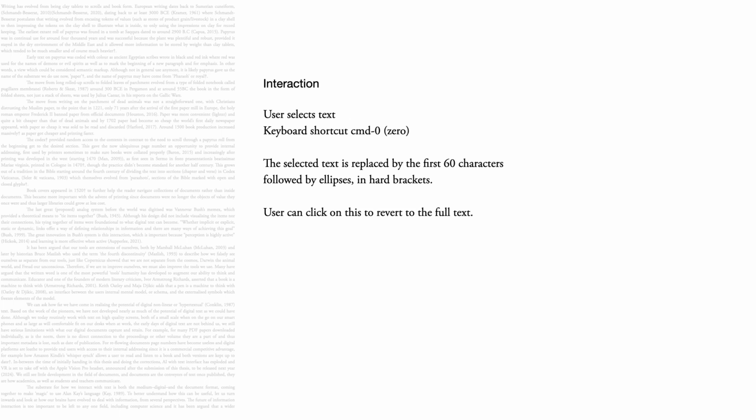And the interaction is that the user selects the text they want to hide, does a keyboard shortcut, most likely Command 0, there aren't that many keyboard shortcuts left. And then the selected text is replaced by the first 60 characters followed by ellipses in hard brackets. And the user can click on this to revert to the full text.